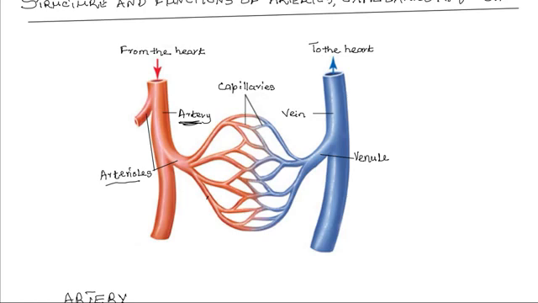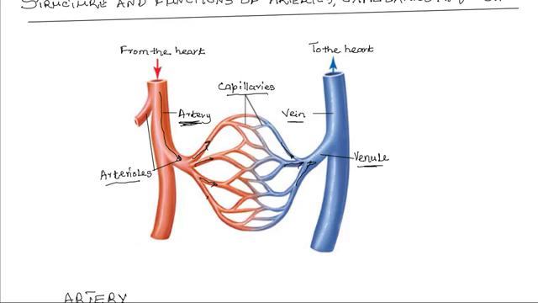Then capillaries join to form venules, and several venules merge into a main vein through which blood is taken back to the heart. So arteries convey blood from the heart, divide into arterioles, then arterioles into several capillaries, then capillaries join to form the venule, and then several venules merge into a vein, and then all the veins from different parts of the body join the major vein, that is the vena cava, and through the vena cava, blood is taken back to the heart. Now, we first start by looking at the structure and function of an artery.